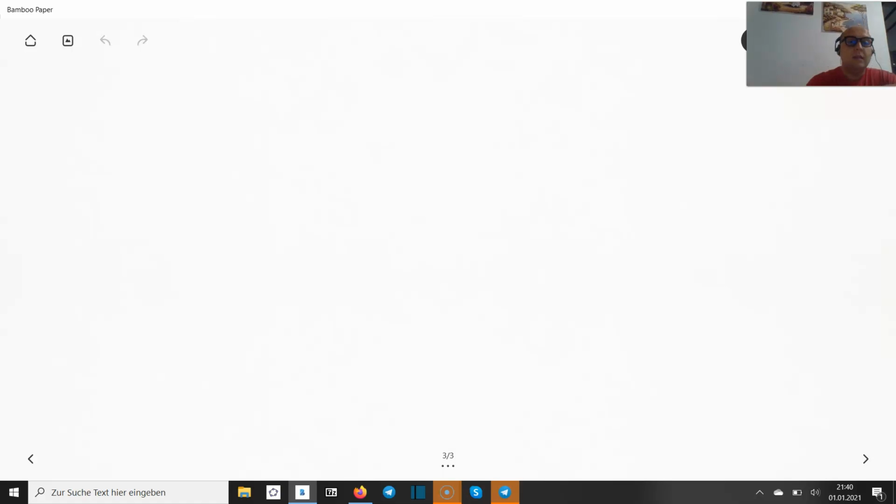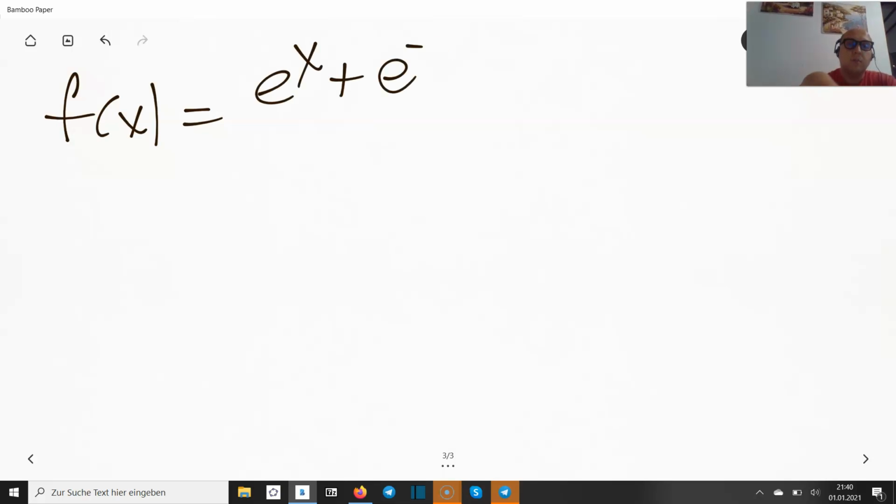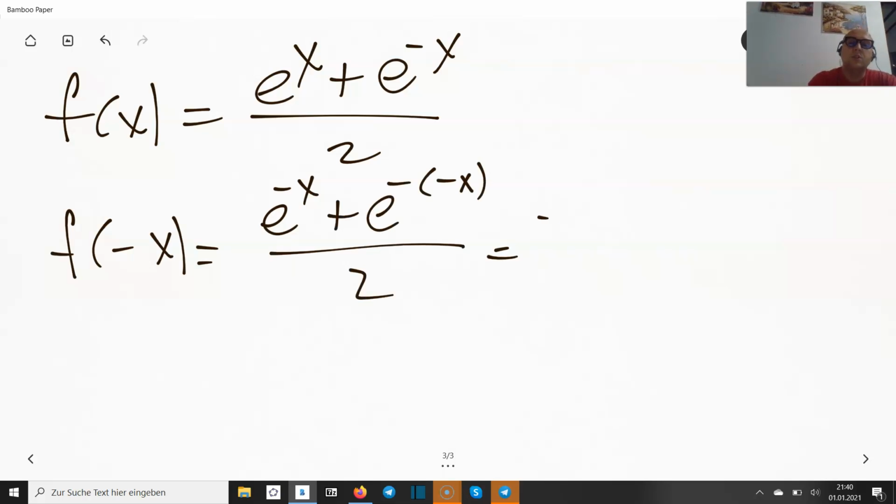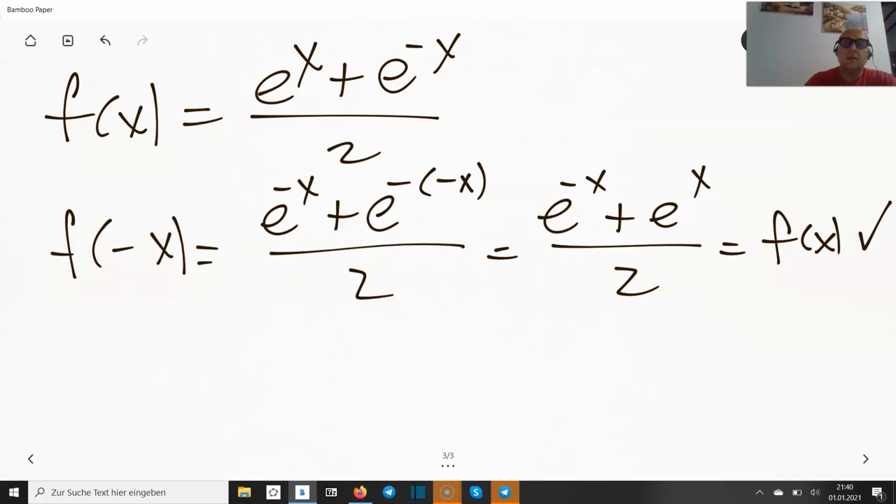So now let us see f of x equal to, let's say, e to the power of x plus e to the power of minus x, divided by 2. Kind of a hyperbolic function. Maybe you heard about this. Well, let's pretend we do not know anything about it, just a function. So what we check is, what is f of minus x? That would be e to the power of minus x plus e to the power of minus minus x, divided by 2, which is e to the power of minus x plus e to the power of x, divided by 2. Is that the same as what we previously had? Yes, it is. So this is f of x. Check, it is even.